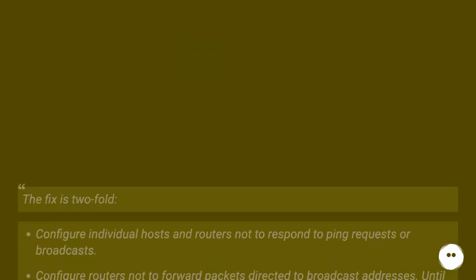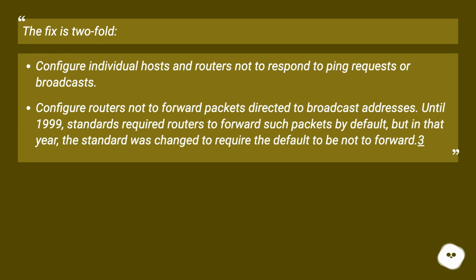The fix is twofold: configure individual hosts and routers not to respond to ping requests or broadcasts. Configure routers not to forward packets directed to broadcast addresses. Until 1999, standards required routers to forward such packets by default, but in that year, the standard was changed to require the default to be not to forward.